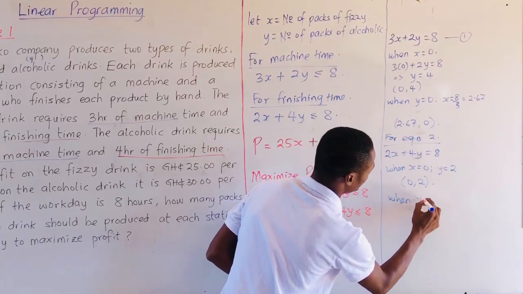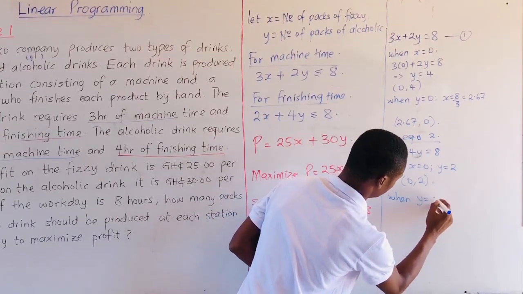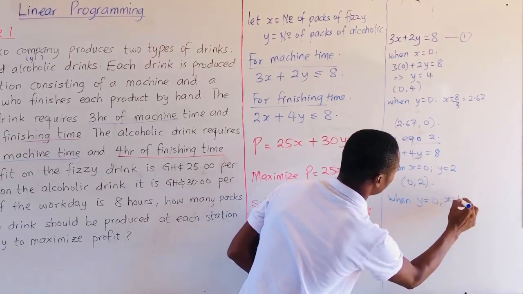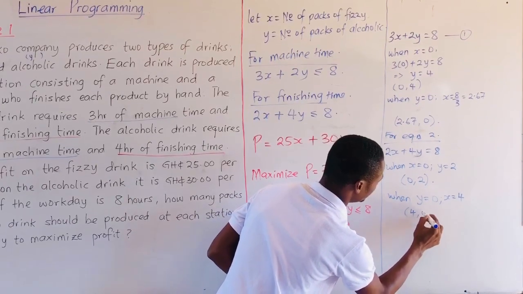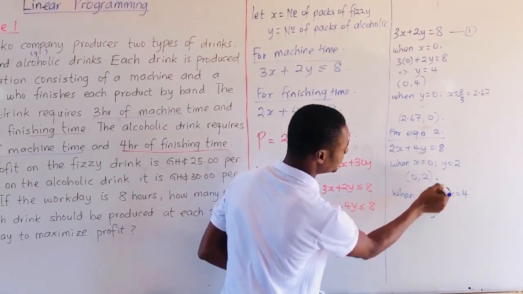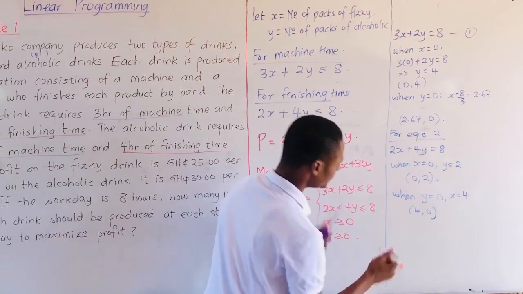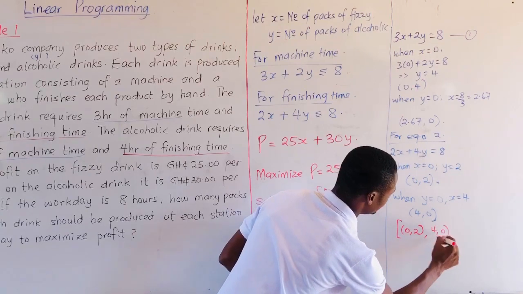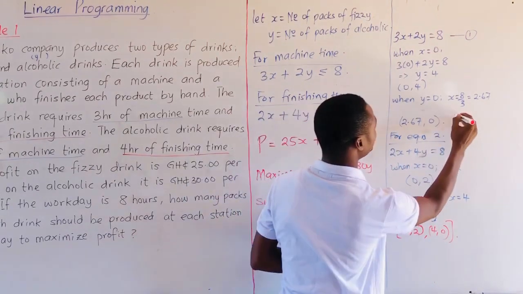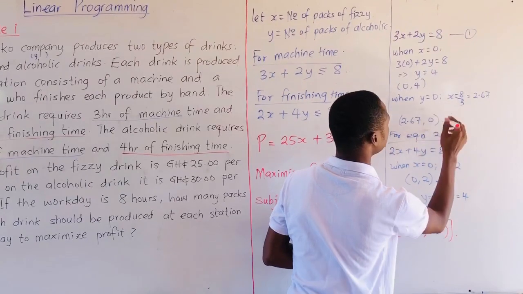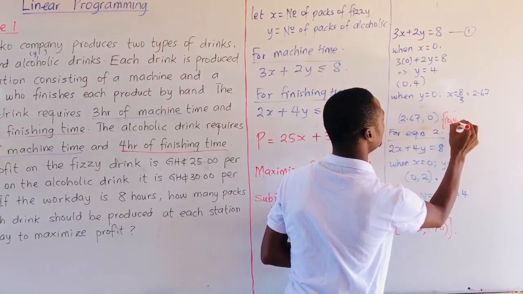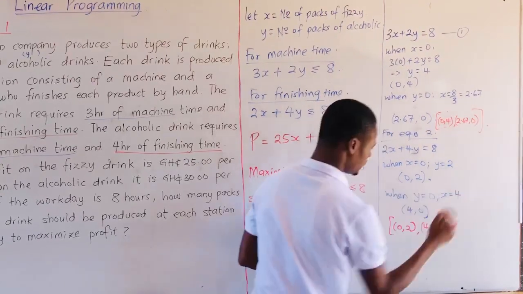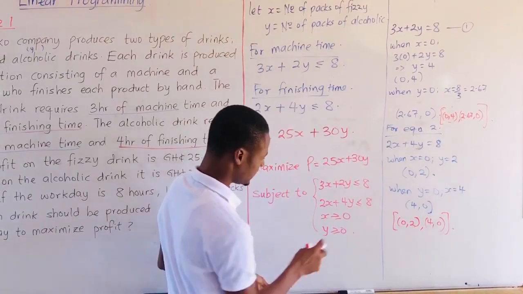When y is equal to 0, we put the value of y here, and we will have x equal to 4. That will give us (4, 0). So we have these 2 points for equation 2: (0, 2) and (4, 0). And for equation 1, we have the 2 points (0, 4) and (2.67, 0).